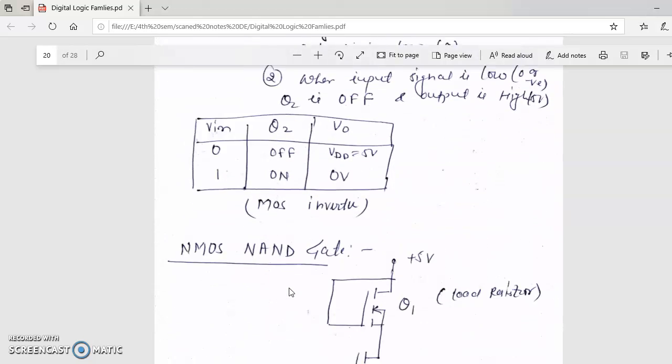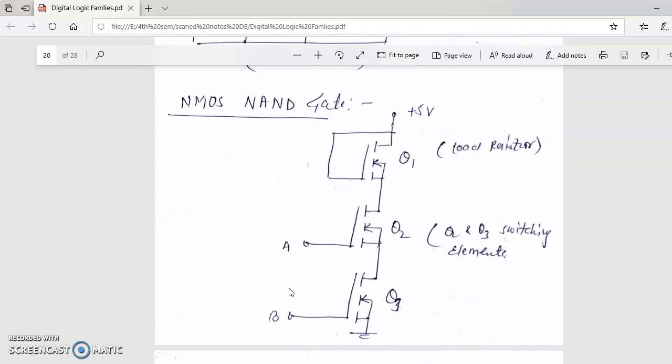Okay, next we move to the NMOS NAND gate. This NMOS logic is used in a NAND gate circuit. For this, we use two NMOS transistors connected in series, with one MOSFET acting as a load resistor because drain and gate are short circuited. And these two NMOS are switching elements connected in series.